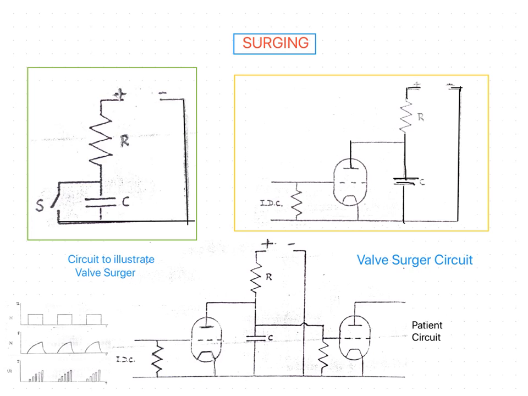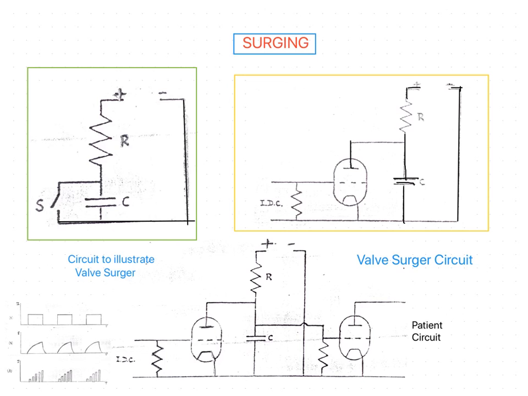Dear students, welcome back. In the previous session, we discussed direct current for the treatment of patients from the AC mains. Now in this session, we are going to discuss surging. Surging is a process where the intensity of the current rises and falls in a rhythmic manner. That means the current used for the treatment of patients is modified by a process called surging.